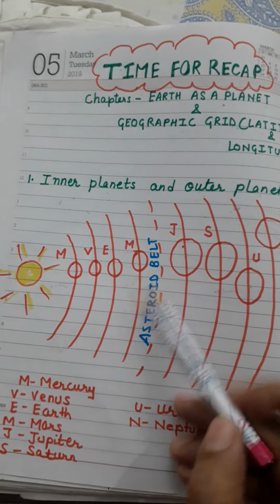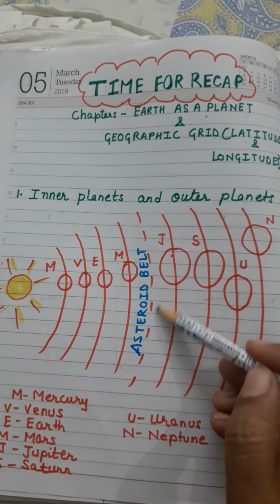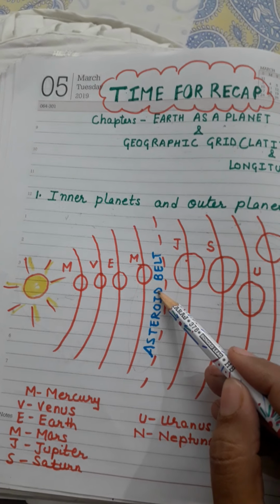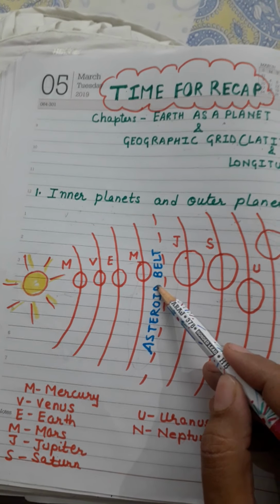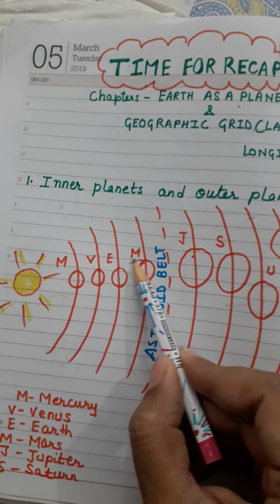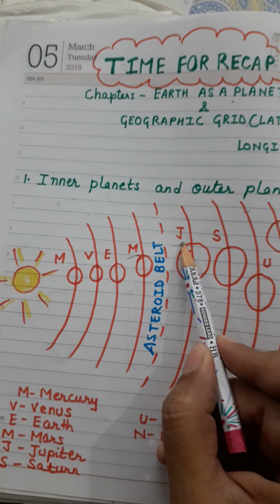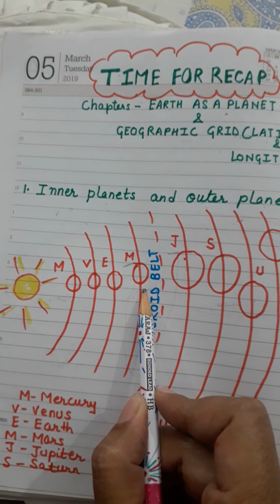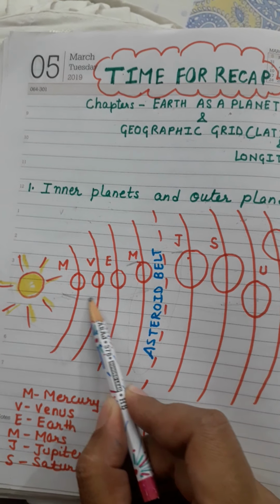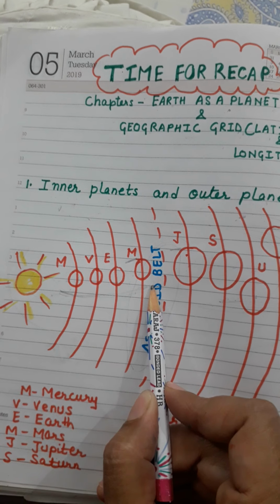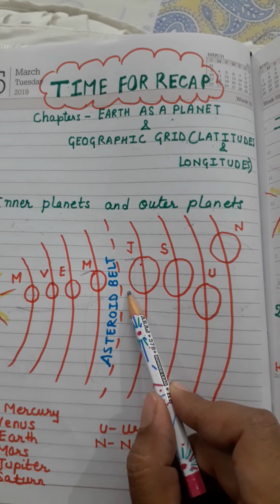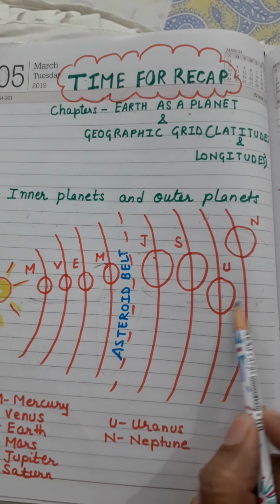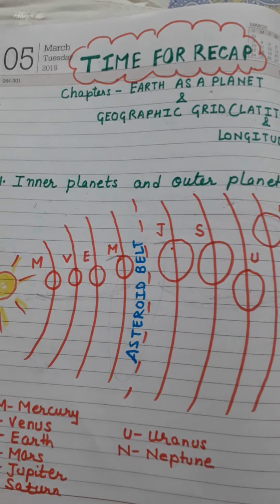What is this? This is called an asteroid belt. The asteroid belt is a torus-shaped region in the solar system between the orbits of Mars and Jupiter. Now the first difference is the planets that lie before the asteroid belt are called inner planets. The planets away from the asteroid belt, after it, are called outer planets.